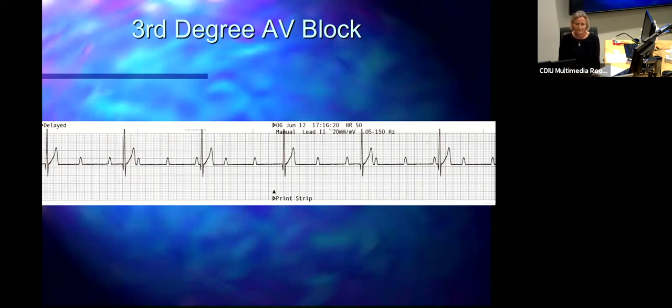P's are doing their own thing, R's are doing their own thing, and so we could stop at third degree heart block. If that doesn't fit, we could move back up to second degree heart block, classical, where the R to R is in fact potentially regular because it's dropping its QRSs at a very regular beat. So for instance, if it was dropping every second one, then the R to Rs would map out with themselves.